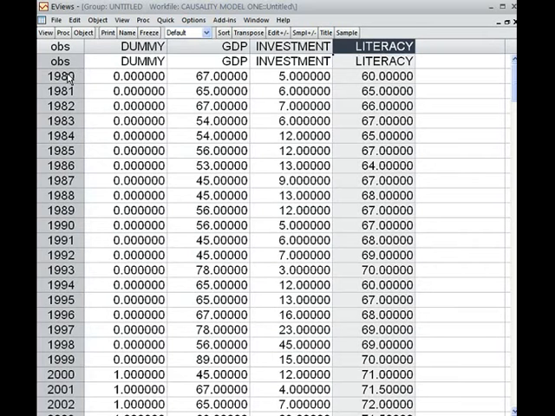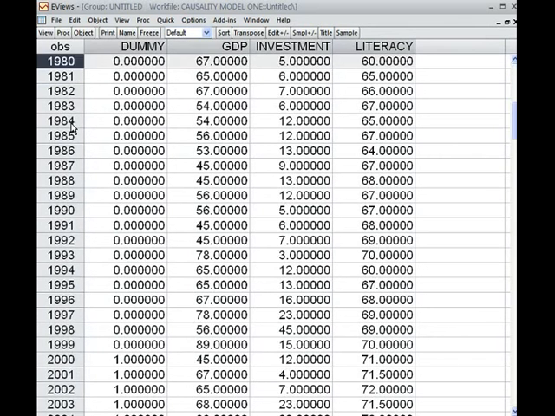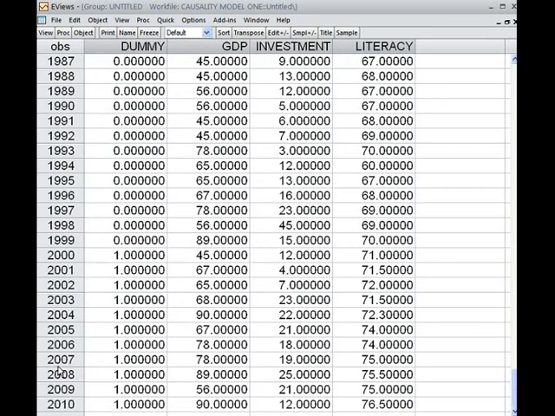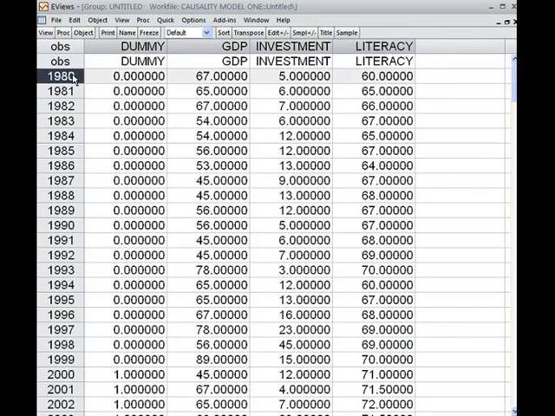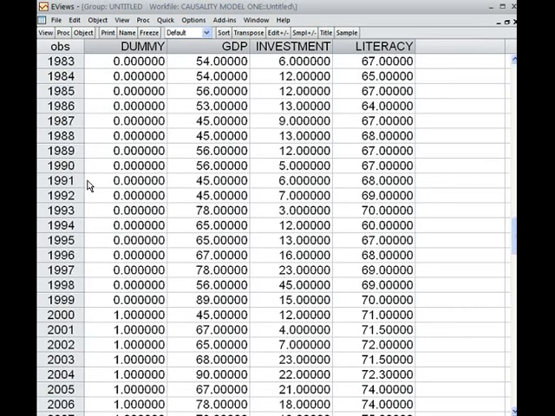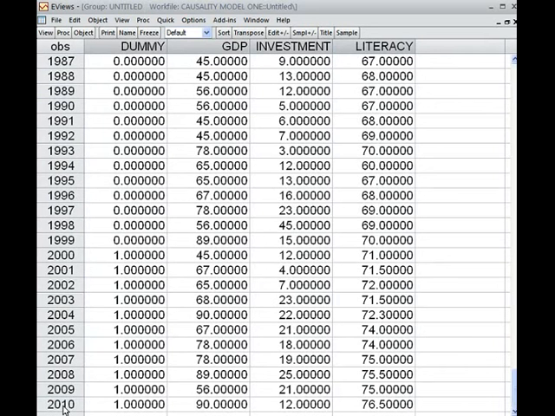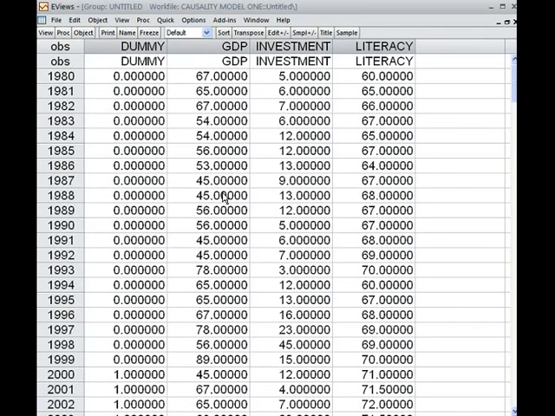And the data start from 1980 until 2010. That is our data, from 1980 until 2010. And we have four variables: the dummy, GDP, investment, and the rate of literacy.